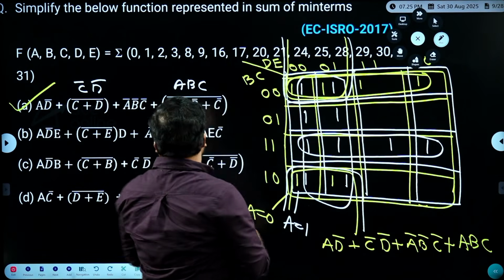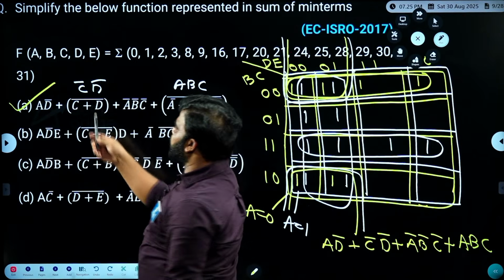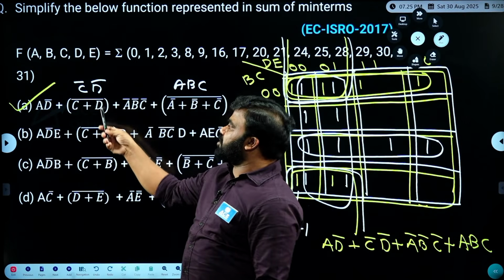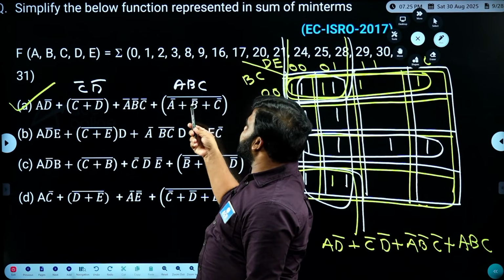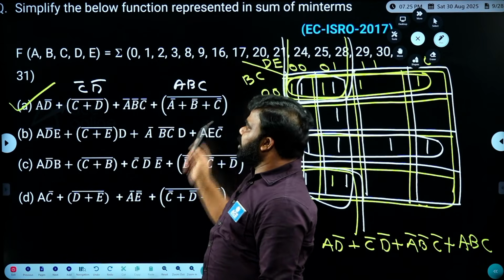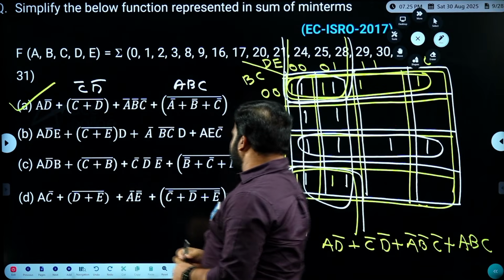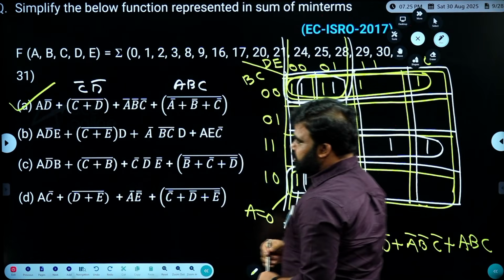So finally, if I observe the given options, it is given in a different way. C plus D whole bar is nothing but C bar D bar. A bar plus B bar plus C bar whole bar is nothing but A B C. Finally, the answer is A for the given question.